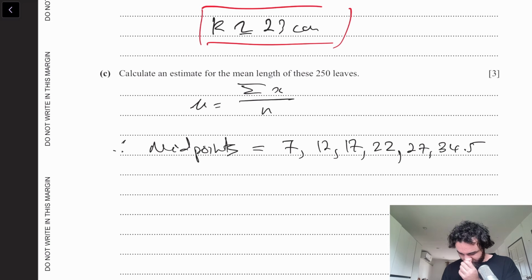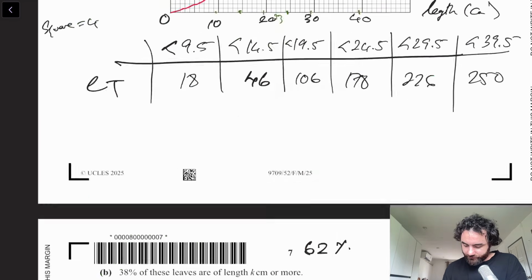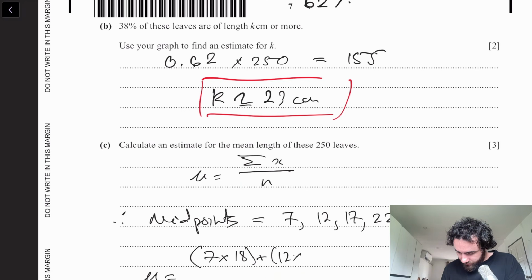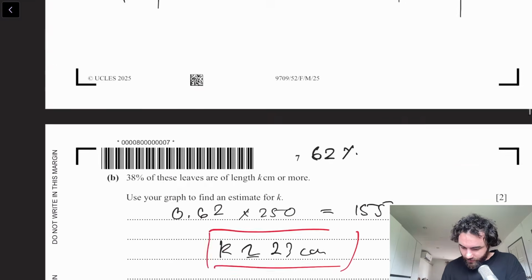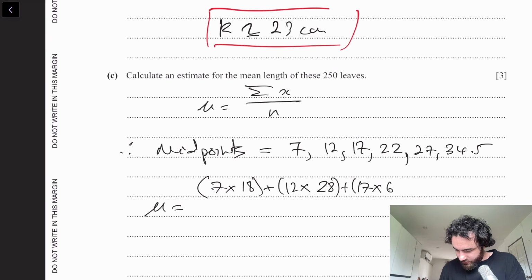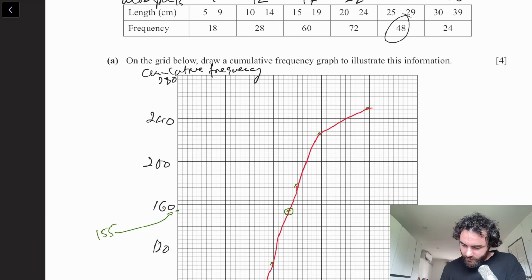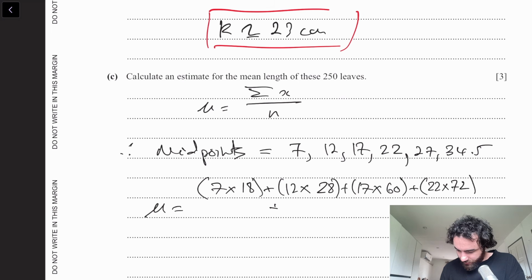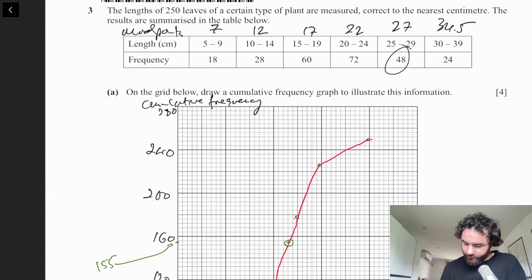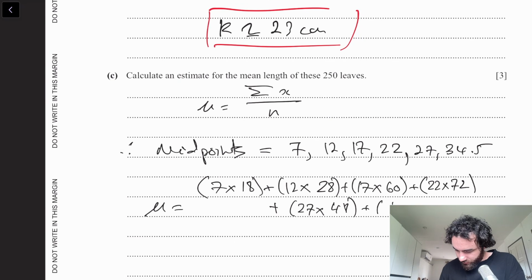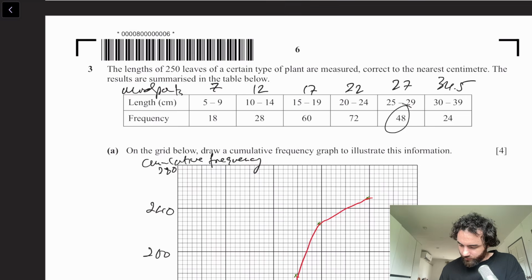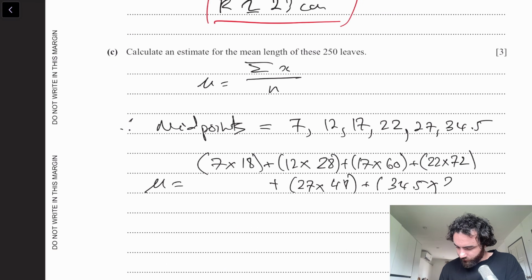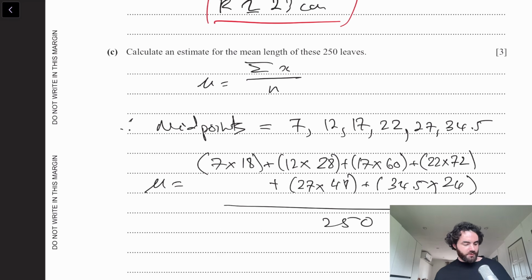So the mean will be the sum, which is 7 times the frequency, 18, plus 12 times 28, plus 17 times 60, plus 22 times 72, plus 27 times 48, plus 34.5 times 24, and that entire thing divided by n, the total cumulative frequency, which is 250.